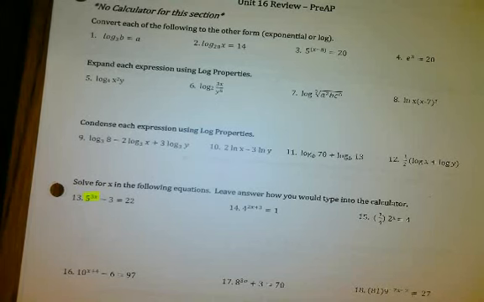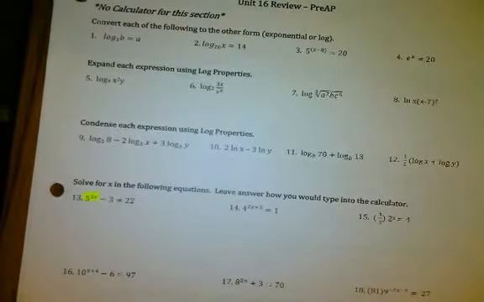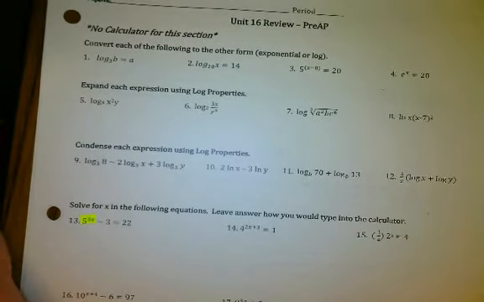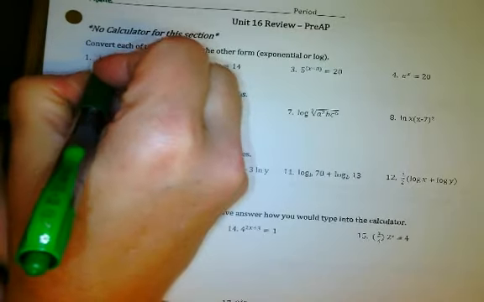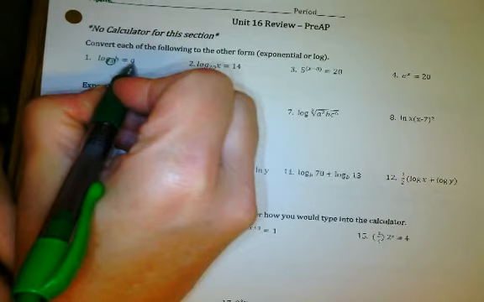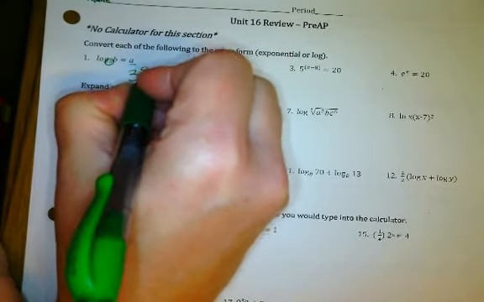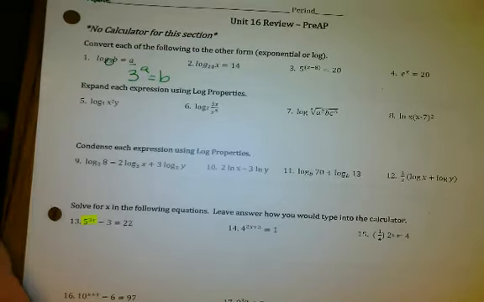Okay, this is the review for Unit 16. On the first ones, all they want you to do to convert is to convert them. So the base stays the base and the other two switch places. So 3 is your base here, and a log always equals the exponent. So for this one, you would just have 3 to the power of a equals b.